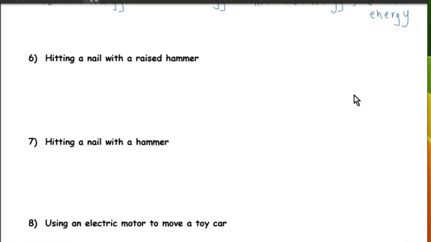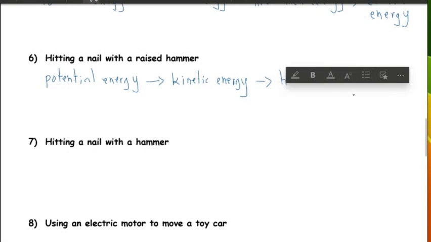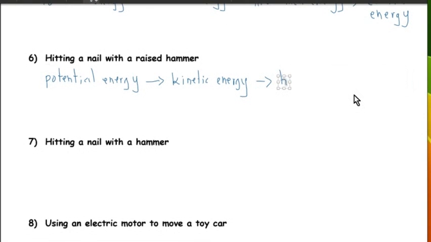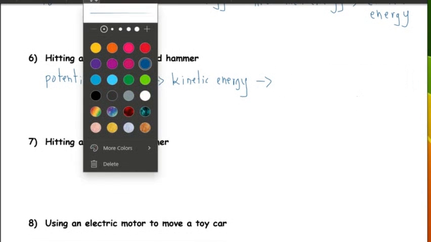Okay, so when the hammer is already raised, then we have potential energy. Then the hammer is swung, so we have kinetic energy. And the moment the hammer hits the nail, we hear some sound, and then there is also some heat simultaneously. So we have sound and heat energy.